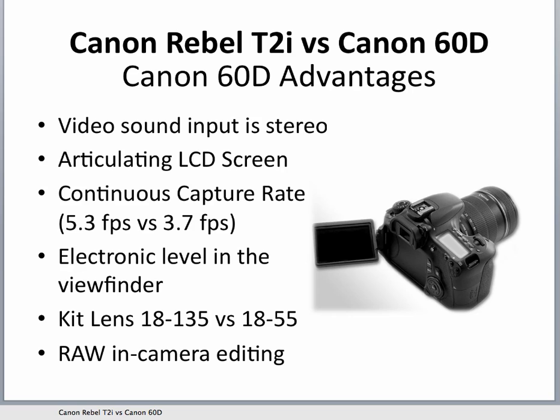Then there's something called RAW in-camera editing. This is for more advanced photographers. RAW is a kind of way that you take pictures, or the format that you take pictures in, and you can edit those pictures in the camera if you desire.